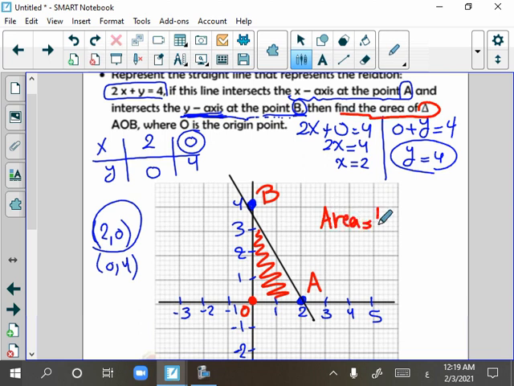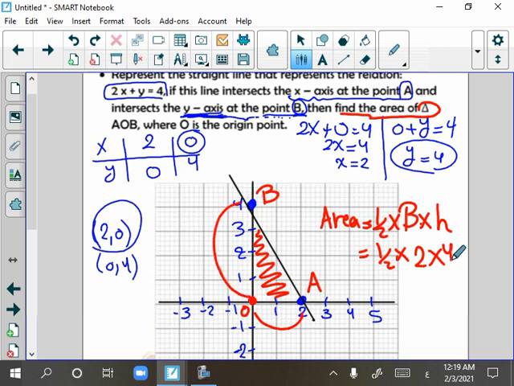half times base times height. The base is from 0 to 2, so the base equals 2, and the height is from 0 to 4. Then it equals half times 2 times 4. Half times 2 equals 1, and 1 times 4 equals 4 square units.